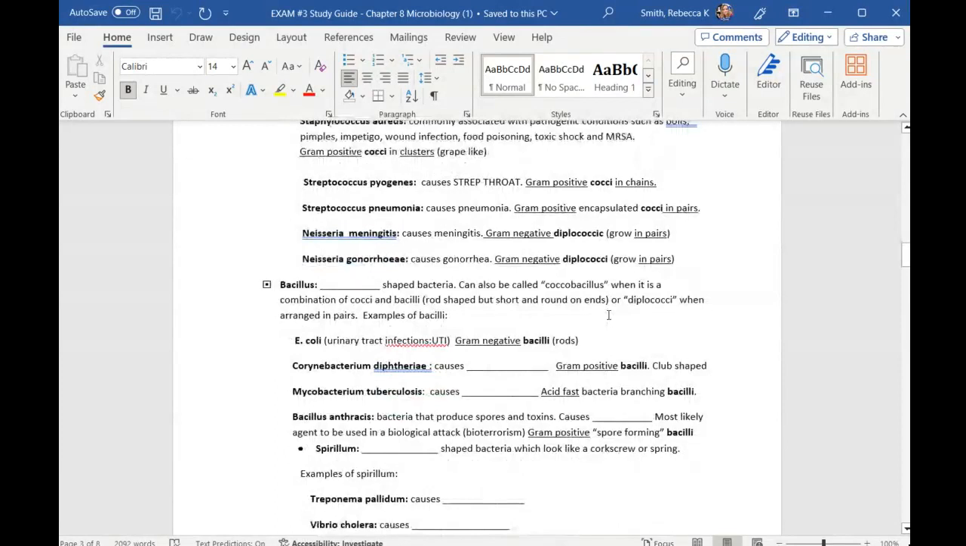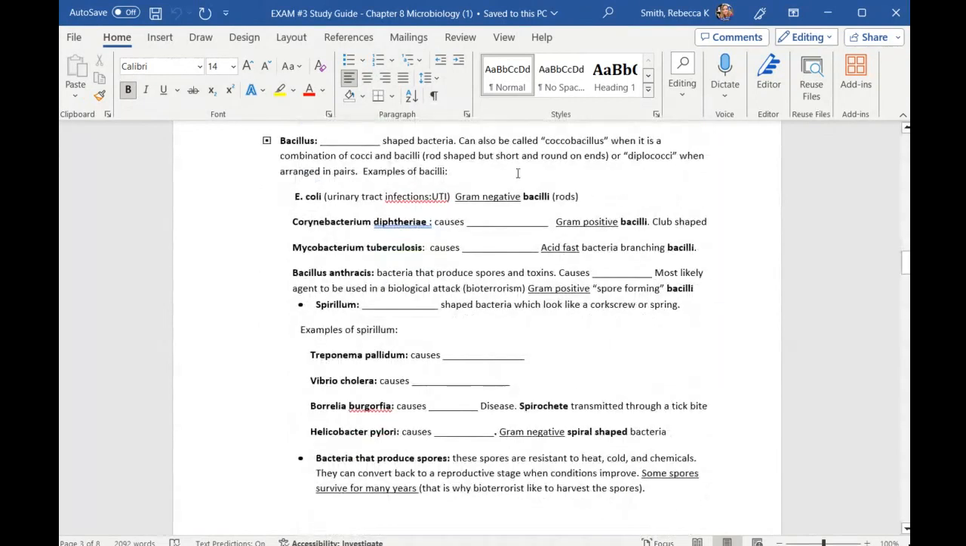That's my side note. Strep pyogenes causes strep throat. Those are chains. Strep pneumo causes pneumonia. That one makes sense. Neisseria meningitidis causes meningitis, and Neisseria gonorrhoeae causes gonorrhea. So those are all cocci.